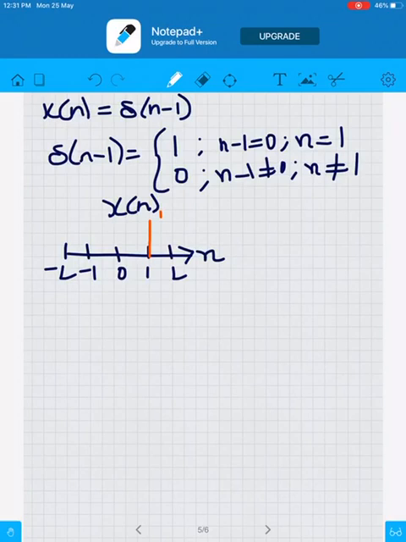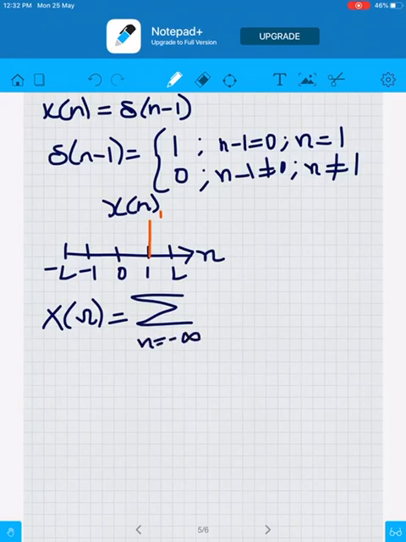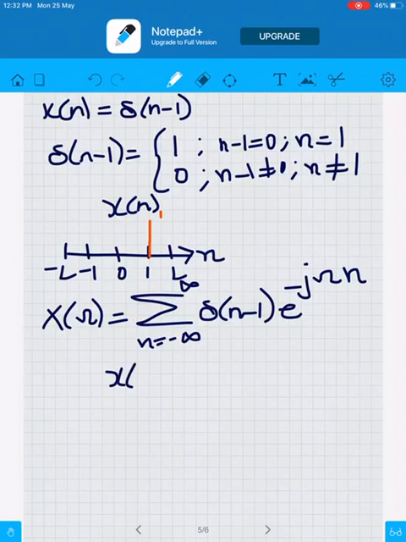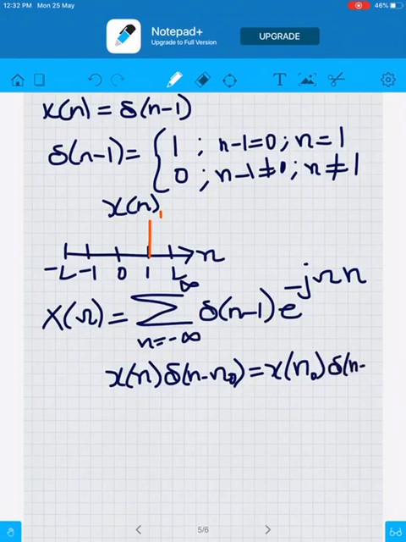Following the same lines, I can write X of omega is equal to summation n is equal to minus infinity to plus infinity x of n. Now what is x of n? We'll straight away write delta of n minus 1 into e power minus j omega n. Now we know that x of n into delta of n minus n naught is equal to x of n naught into delta of n minus n naught.